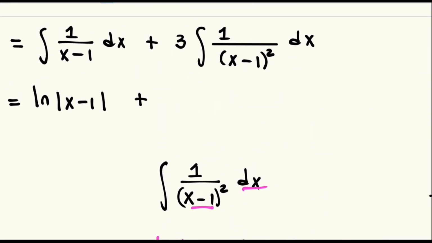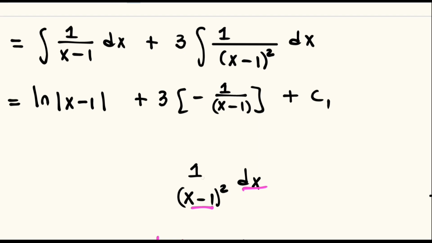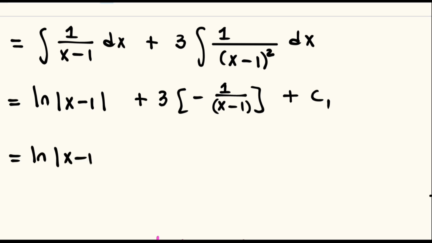So let's not forget the 3. And we determine this integral as negative 1 divided by x minus 1. The 3 multiplied by c, we can call it c1. Our integral in full will be equal to the ln of x minus 1 minus 3 divided by (x minus 1) plus c1.